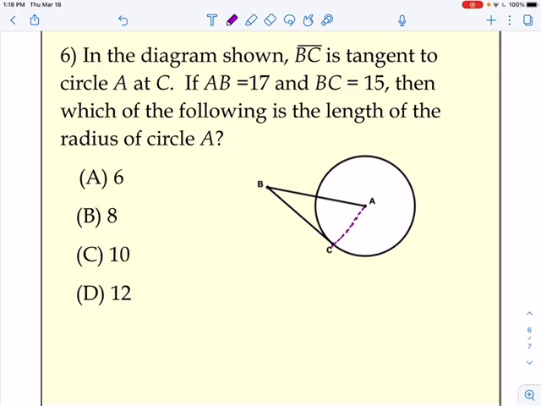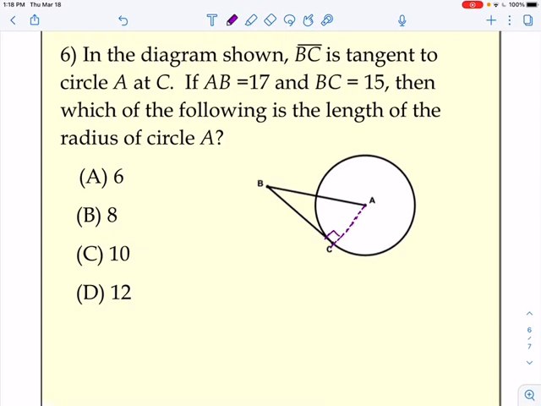And again, if you have a tangent line and a radius, that means that this has to be perpendicular. So once again, it has to form a right angle. So if AB is 17, BC is 15, we want to know the length of the radius. So again, how we're going to do this is the Pythagorean theorem. The side opposite that right angle has to go in for C. The rest doesn't matter. So I'm going to have A squared plus B squared equals C squared.